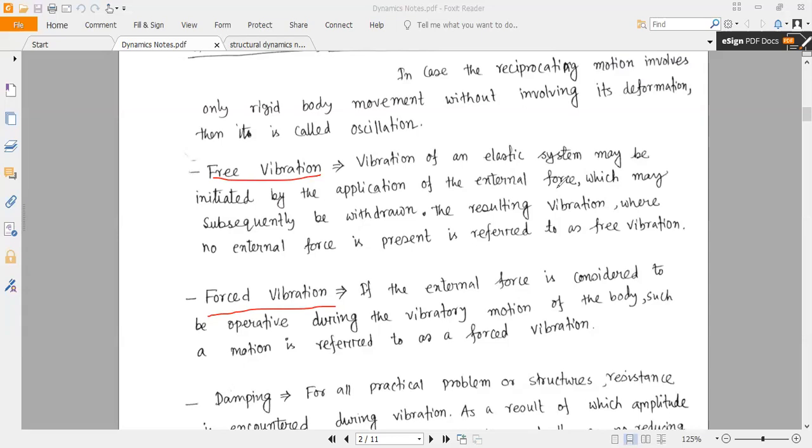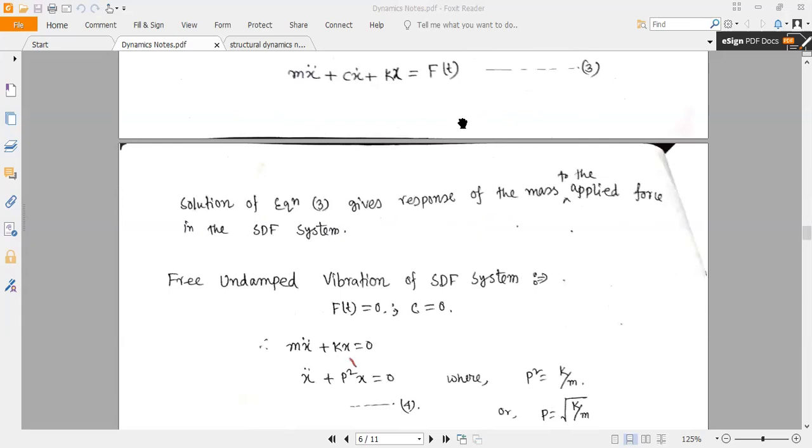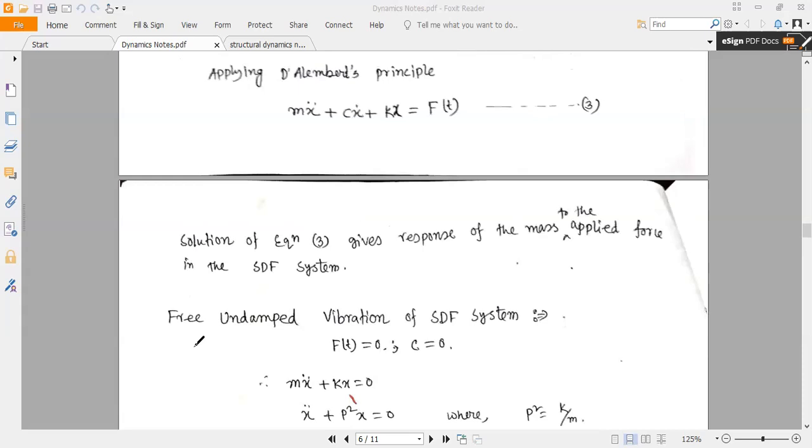Okay, so let us move to the solution part. As you know, if it is a free vibration, the vibration is due to some forces which are not there now, or you can say that it is a vibration but the force is absent. So if force is absent, then this f of t will be equal to how much? Zero. Right?